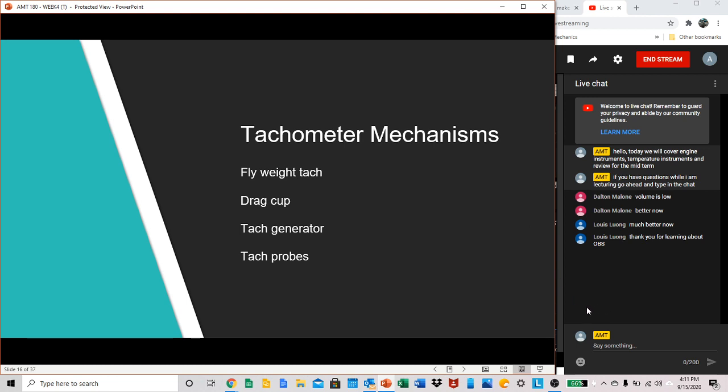So what operates a tachometer? How do they work? We have a few different types, and these are all covered in your AMT handbook, the 8083. We can have a flyweight tach that's operated through flyweights. We can have a drag cup tachometer. These are all mechanisms within your tachometer instrument that describe how the tachometer actually operates mechanically and electrically. We can also have a tachometer generator and tachometer probes.